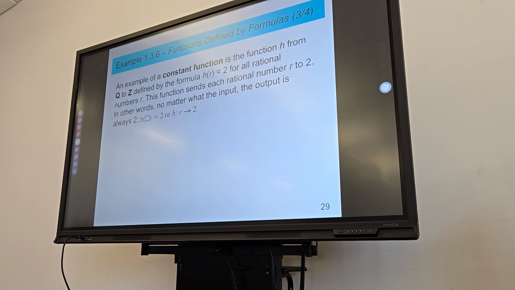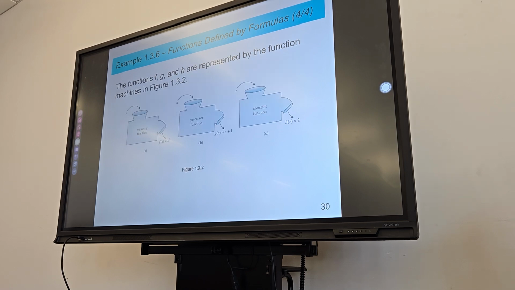So the constant function is where the result of a function is the same regardless. That's like calling a function that returns void in programming. It returns the same thing every time. They have these cute little diagrams with the function boxes and all that sort of thing.